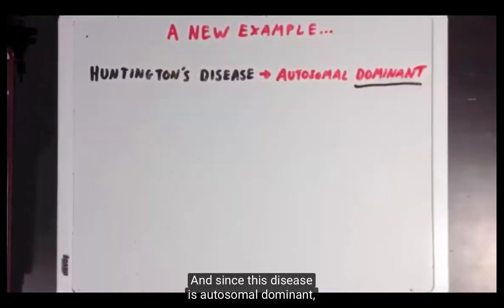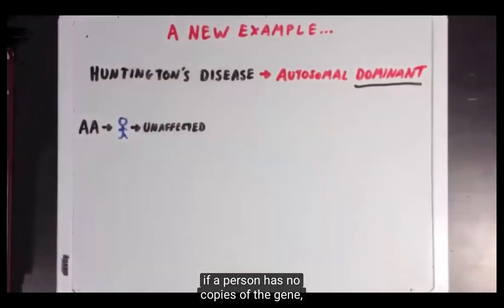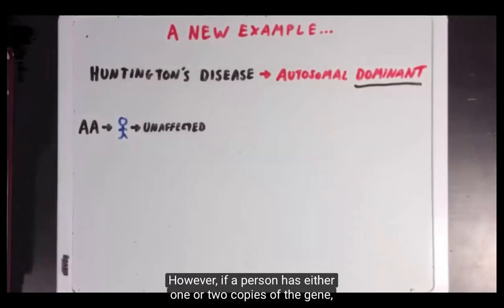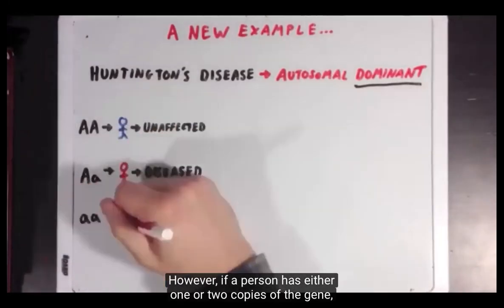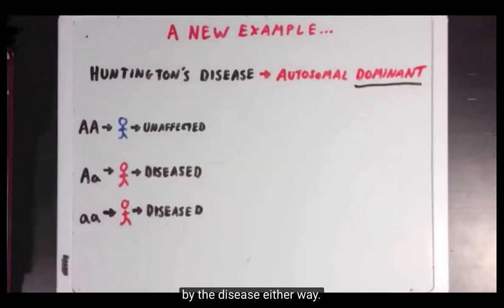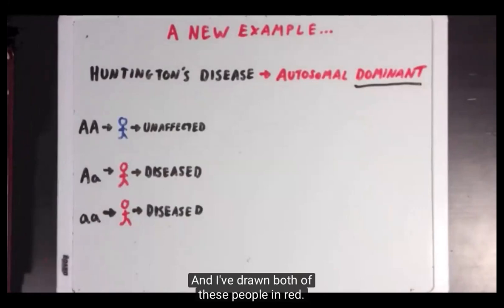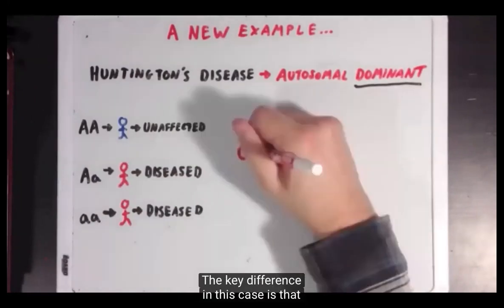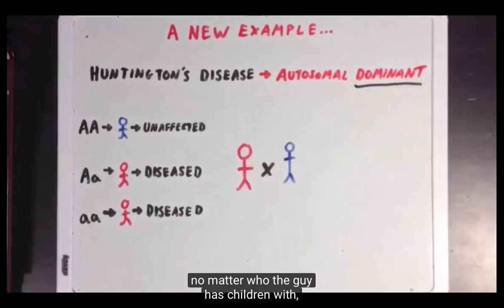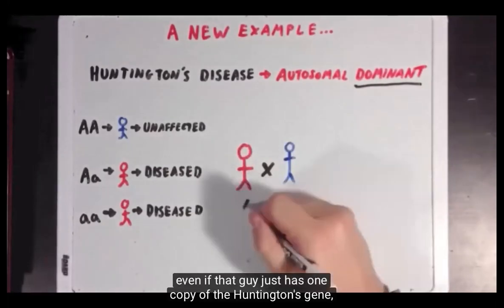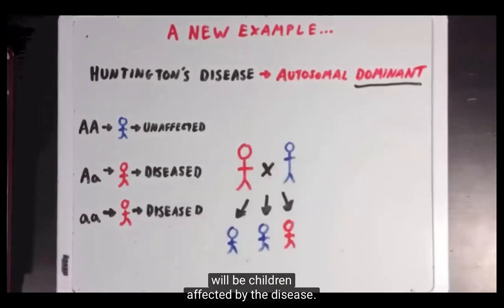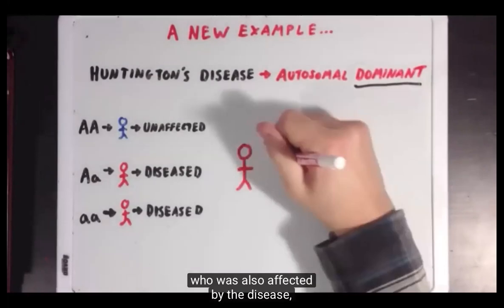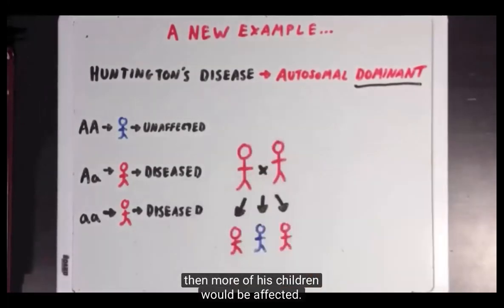And since this disease is autosomal dominant, if a person has no copies of the gene, they'll be unaffected by the gene, and I've drawn these people in blue once again. However, if a person has either one or two copies of the gene, then that person will be affected by the disease either way. And I've drawn both of these people in red. The key difference in this case is that no matter who the guy has children with, even if that guy just has one copy of the Huntington's gene, there's still a chance that there will be children affected by the disease. Now, of course, if our guy has children with someone who was also affected by the disease, then more of his children would be affected, but there's still a chance either way.